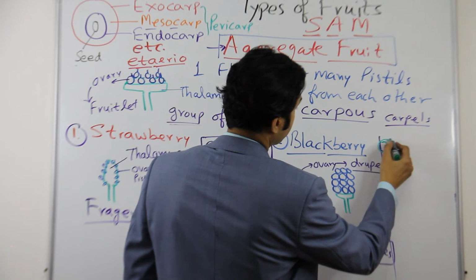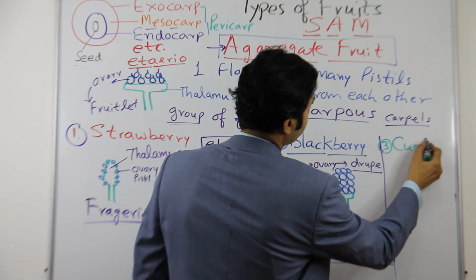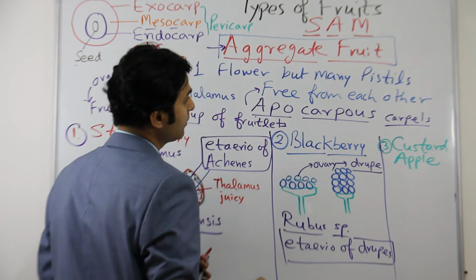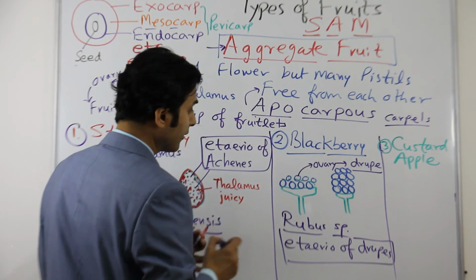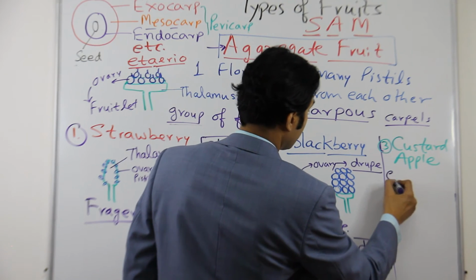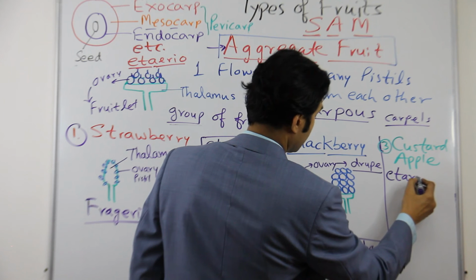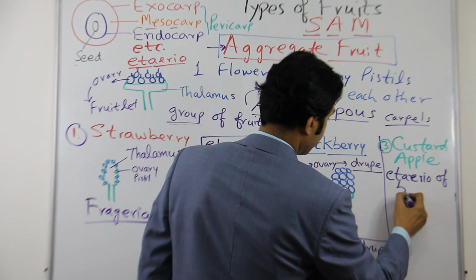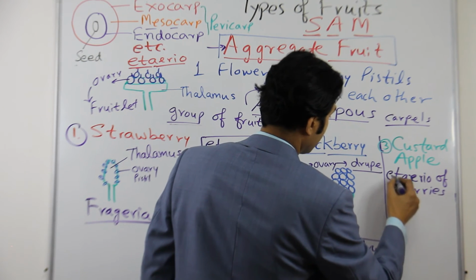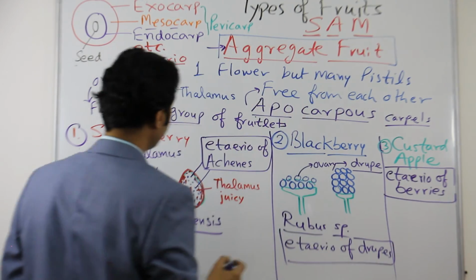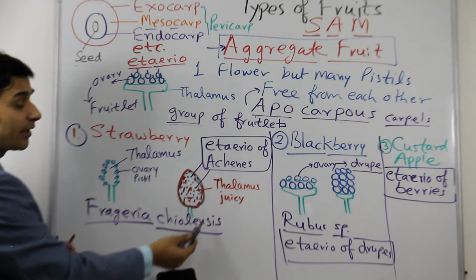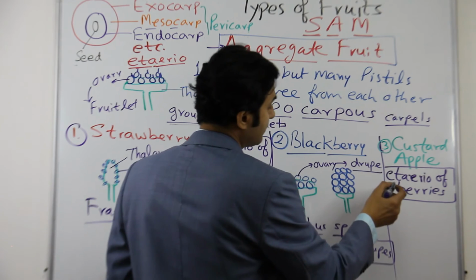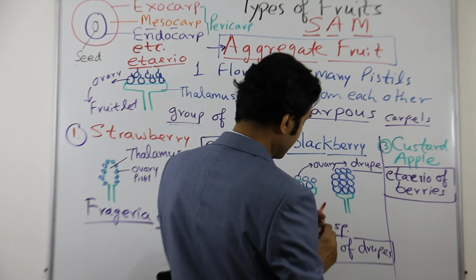Number third is custard apple, Annona squamosa. This is called as Etaerio of berries. So we have discussed here three types of Etaerio. First, Etaerio of achenes, strawberry. Second, we discussed Etaerio of drupes, blackberry, and then Etaerio of berries, custard apple.